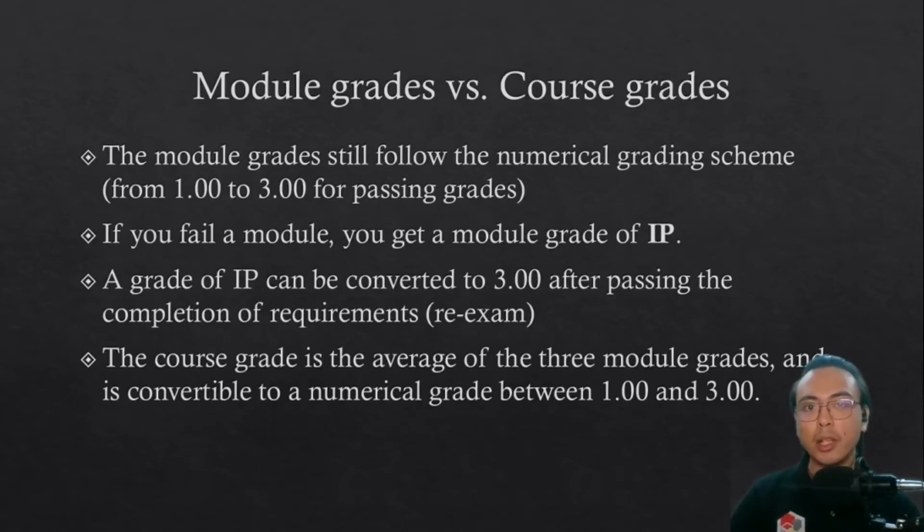And lastly, let's discuss a little bit about the difference between module grades and course grades. The module grades still follow the numerical grading scheme from 1 to 3 for passing grades. So there's no change in that. If you fail a module, you get a module grade of IP. So you do not get a grade of 5. The grade of IP can be converted to 3 after passing the completion of requirements.